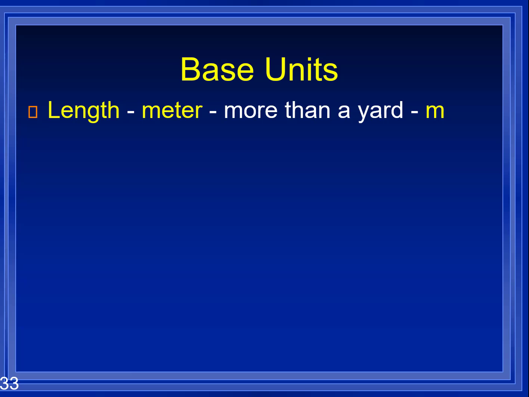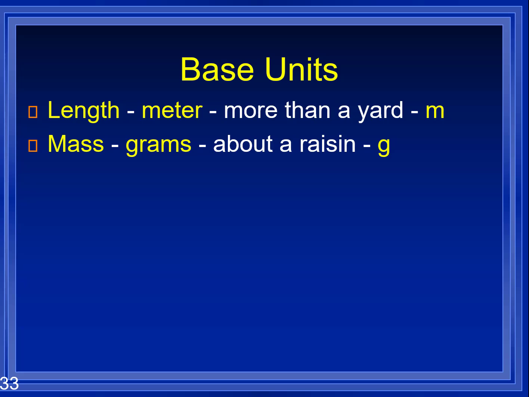Original definition was 1/10,000,000th the distance from the North Pole to the equator. Through Paris, France. Had to go through Paris, France. Now it's defined as so many wavelengths of an orange red light. We'll see why that's the distance measurement a little bit later this year.